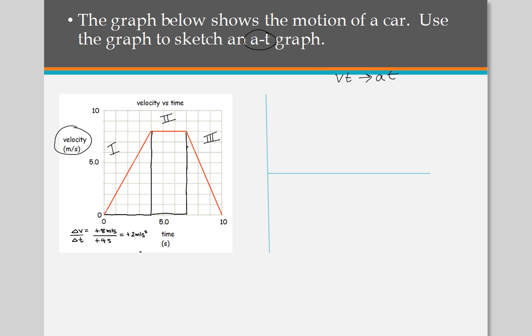Section 2, how about this? Again, in 3 seconds, so you've gone from 4 to 7. In 3 seconds, how much did the y change? 0. The red line changed 0 in 3 seconds. So I'm going to write a little bit bigger now. For section 2, 0 meters per second in 3 seconds, so 0 meters per second squared.